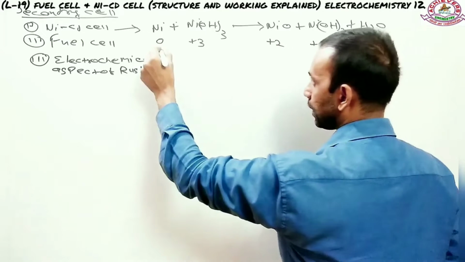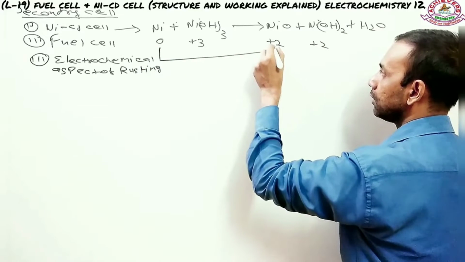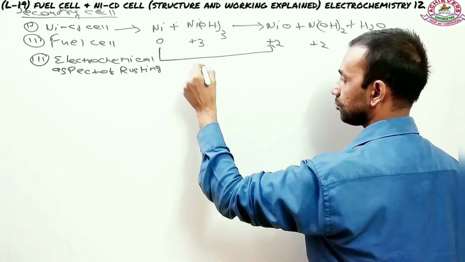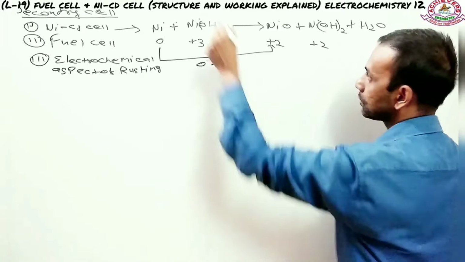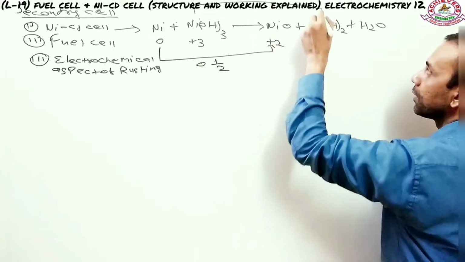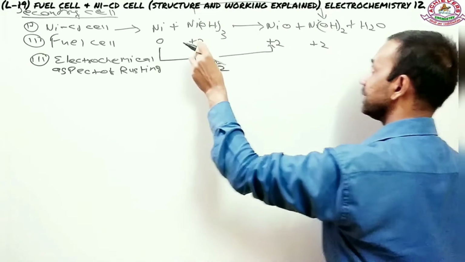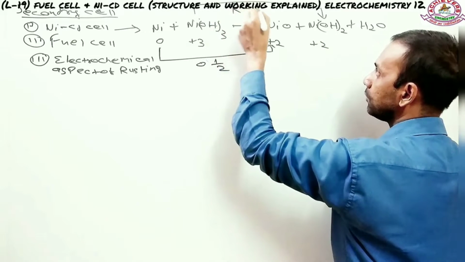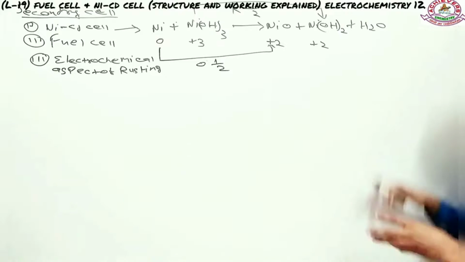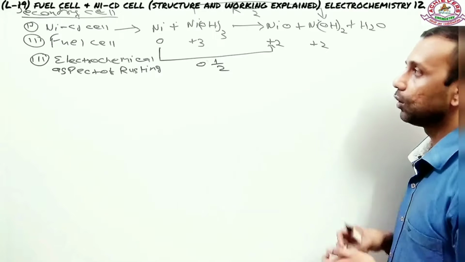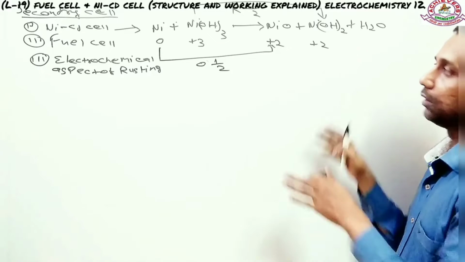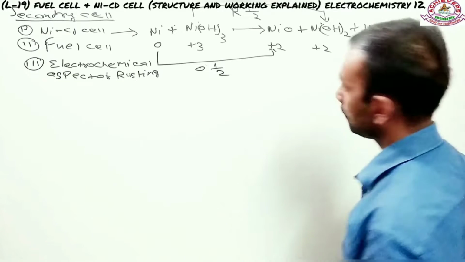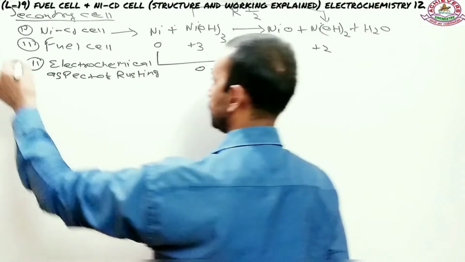So nickel here is going through oxidation. But you see that +3 is changing into +2, so this is the reduction reaction. Therefore, the charging and discharging of the nickel cadmium cell involve this kind of redox reaction, and this is how it works. Now we have come to the very important topic, the fuel cell.